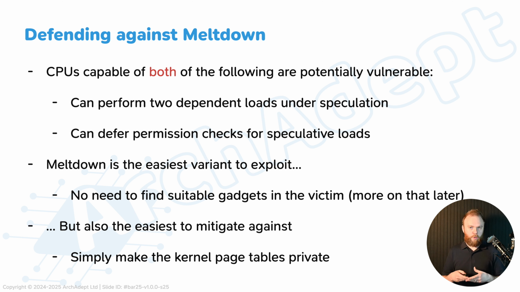However, for Meltdown to work, the CPU also needs to be able to defer enforcement of permission checks for speculative loads. For example, because the permission check happens in parallel to the load, and the result of that permission check is only used later to decide whether to raise an exception or to commit the result of the load to architectural state. That's actually quite rare for ARM-based CPUs.